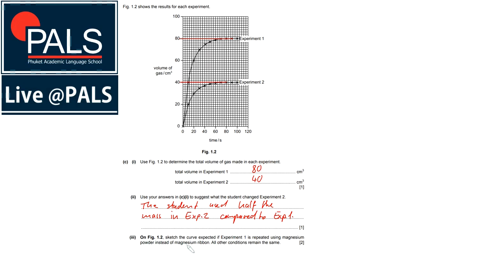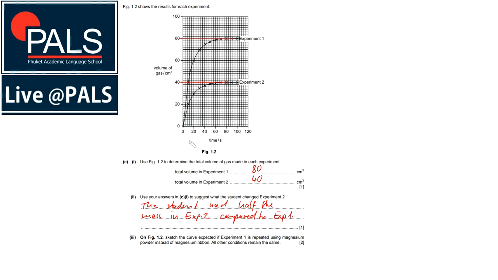On figure 1.2, sketch the curve expected if experiment 1 is repeated using magnesium powder instead of magnesium ribbon. All other conditions are the same. So if we use powdered magnesium, then the magnesium powder overall has a larger surface area than the magnesium ribbon, so therefore more of the magnesium is in contact with the acid, so there will be more frequent collisions, and therefore the rate of reaction will be faster.